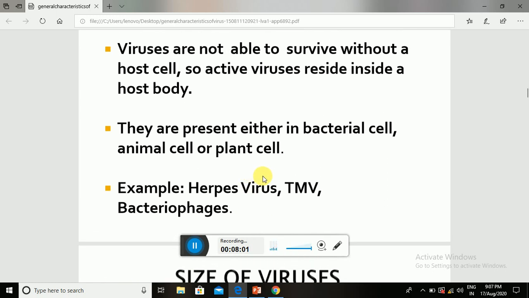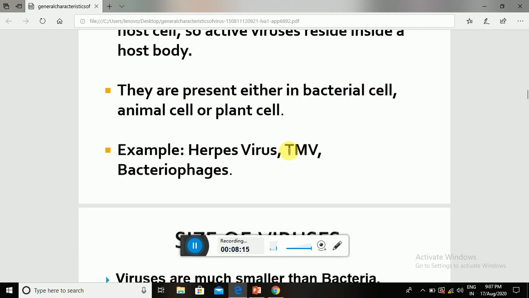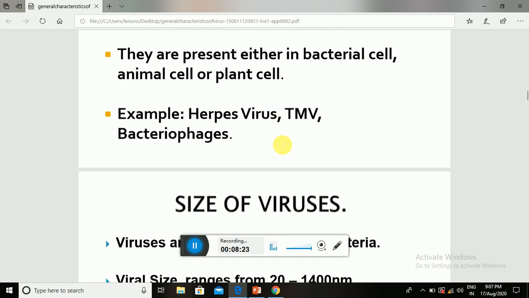So a virus is unable to survive without the host. It is present in either a bacterial, animal, or plant cell. So herpes, TMV, and bacteriophage are examples of animal, plant, and bacterial viruses respectively.